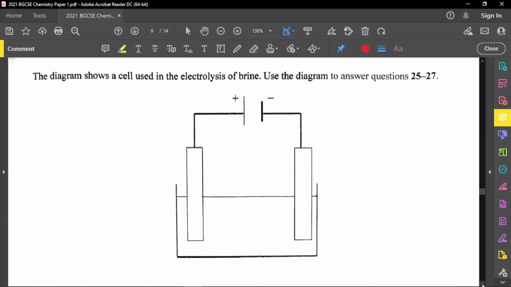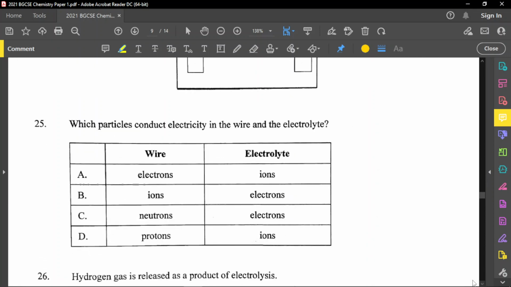All right, so this question has no number. A diagram shows a cell used in the electrolysis of brine, and brine is a salt solution, just to mention that. Use the diagram to answer questions 25 to 27. The questions are below here, so we'll jump into the questions. Question number 25 is: which particles conduct electricity in the wire and electrolyte?